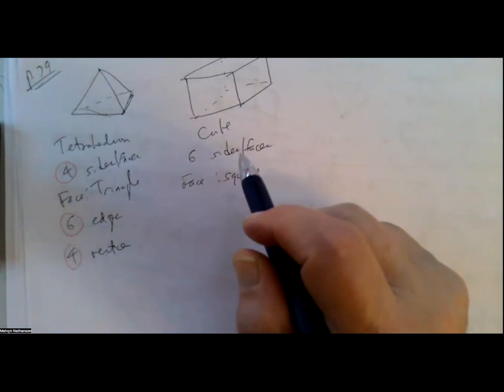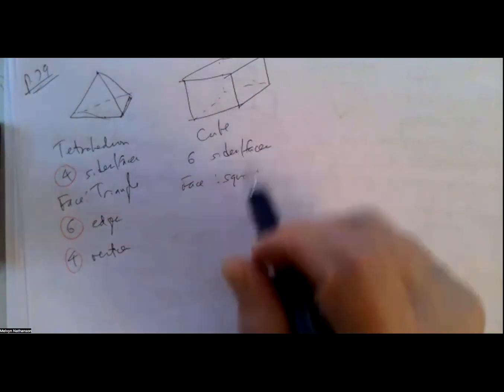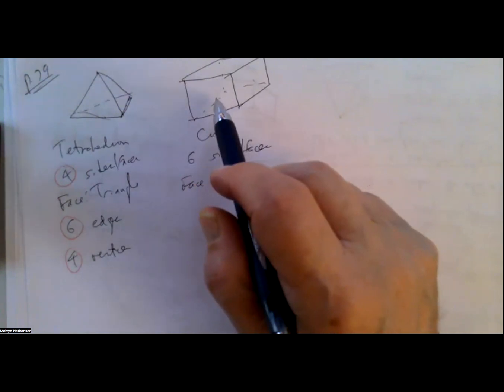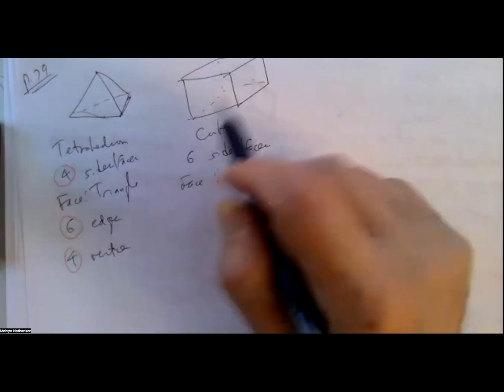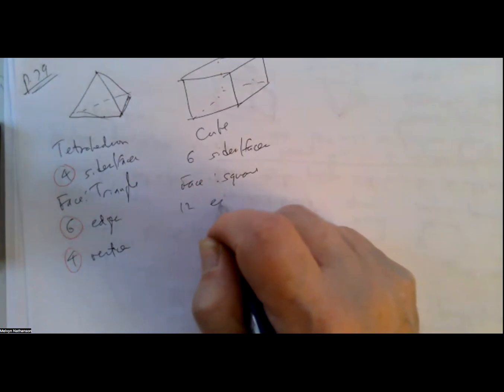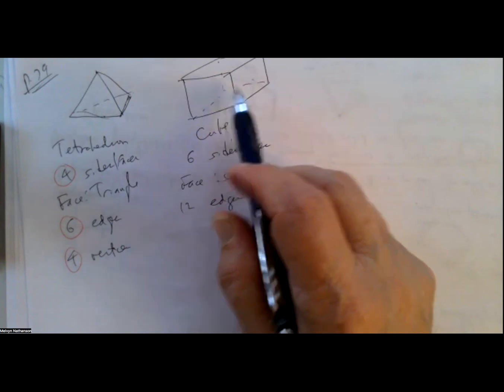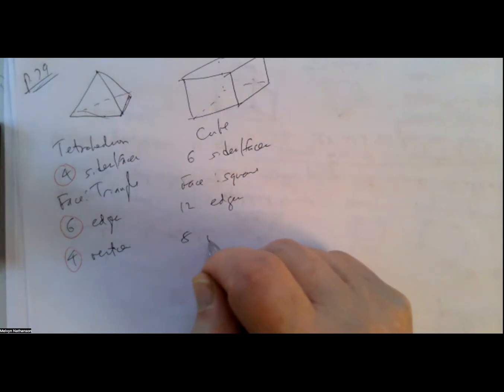What about for the cube? You have 6 faces. How many edges? You have 4 in the front, 4 in the back, and 4 when you go around. So there are 12 edges. And how many vertices? 4 in front, 4 in back, 8 vertices.